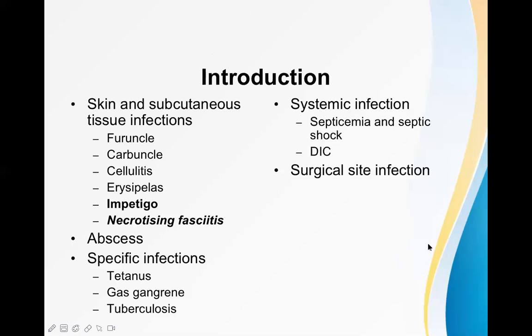That is another name. Systemic infection like septicemia and septic shock, we are going to learn under a shock topic. And disseminated intravascular coagulation, we have already learned somewhere else. If opportunity comes, we want to revise again. And different surgical site infections, which are known as wound infection, or when we incise the skin, sometimes there may be super infection on the site. These are called surgical site infection. This is just an introductory slide.